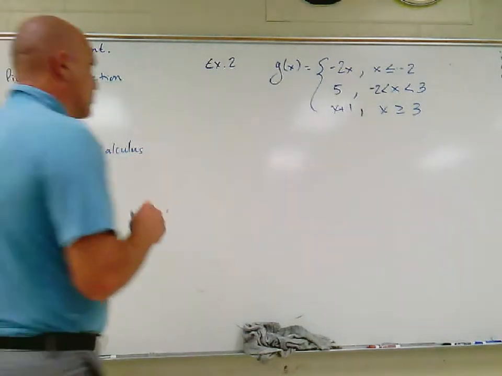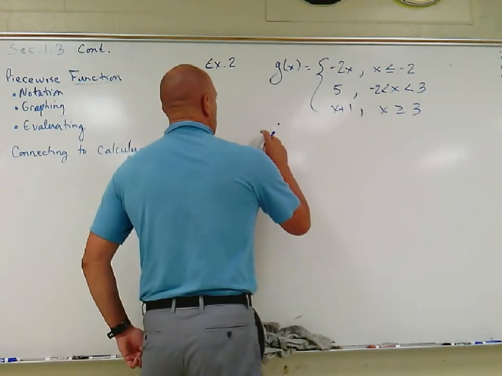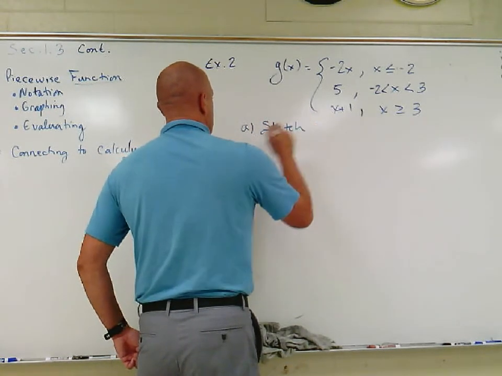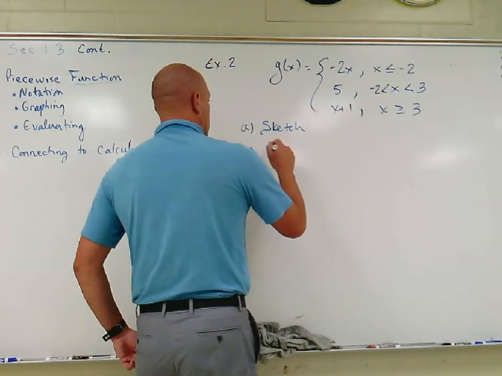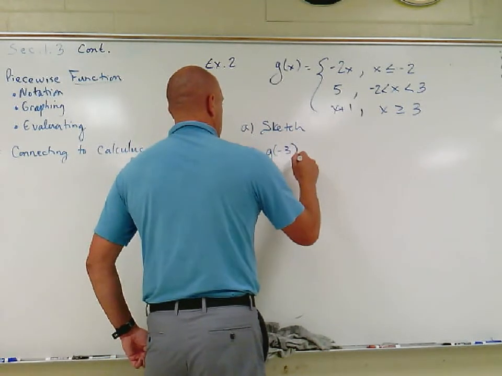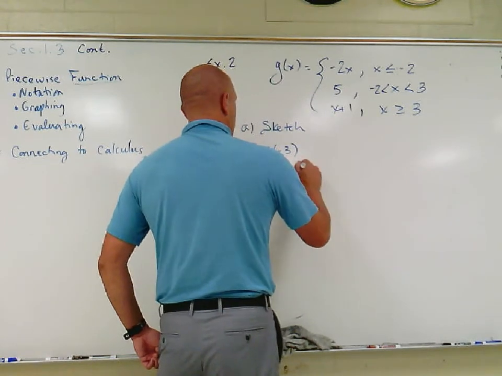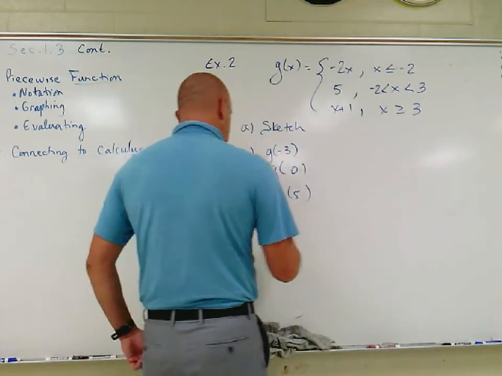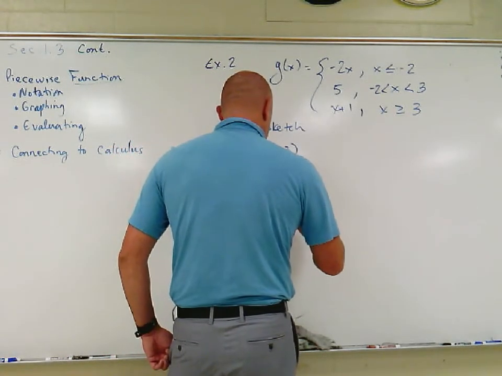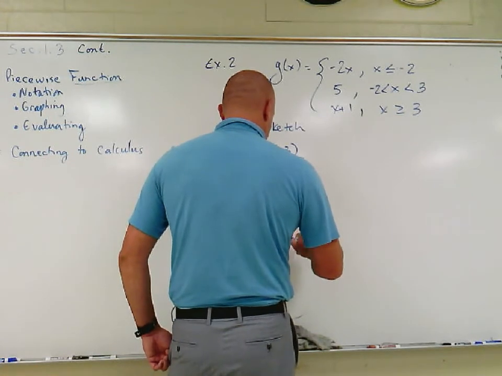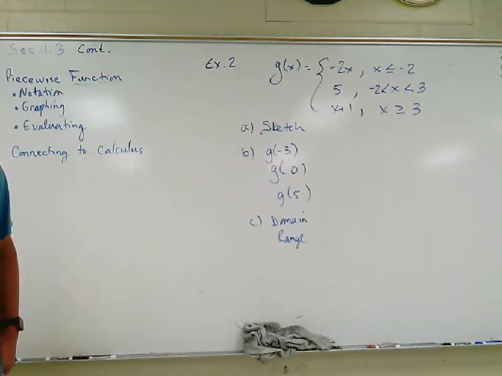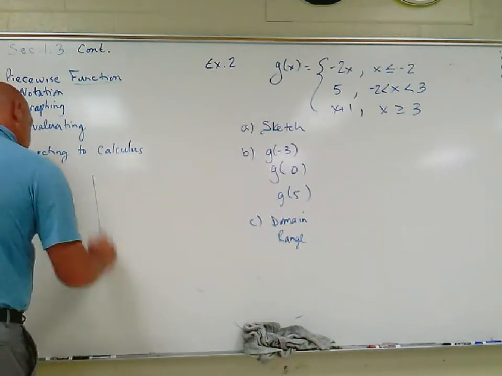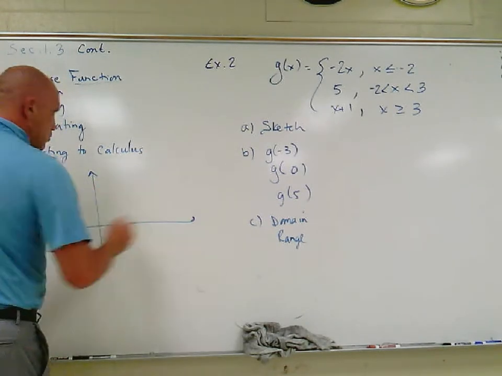So we're going to do a couple of things here. So first, even though maybe it's not required, we're going to try to sketch this. Second, we'll answer some questions. We'll find g of negative 3, g of 0, and g of 5. We'll find those 3. The next thing we're going to do is think about what's the domain and what's the range for g. We're going to do those 3 things. Probably I'll have to put the sketch maybe over here. Okay. So, see if we can sketch it real quick.